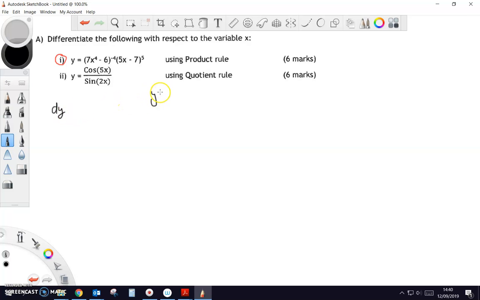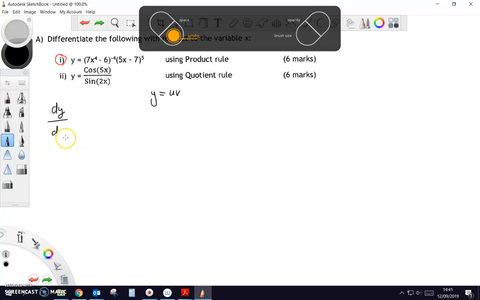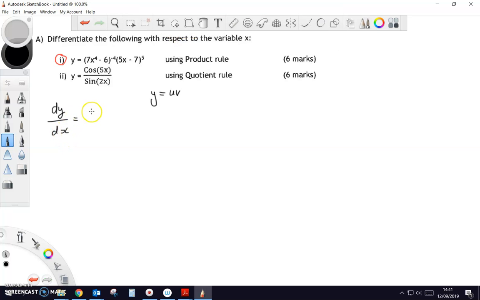Say we have a structure where y equals u times v. Then dy/dx equals u times dv/dx plus v times du/dx. Okay, now let's switch over to blue here. We'll call this thing u here. U goes as far as the power of minus 4, and then the rest of it we'll call v.